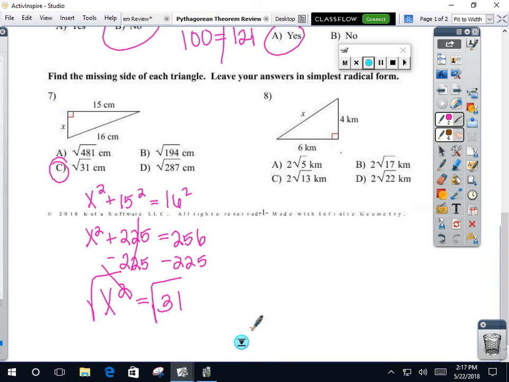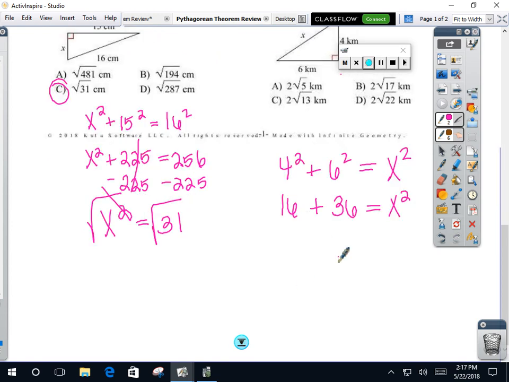Okay, number 8. This time you're given both of your legs. So it doesn't matter which one you choose to place in the A or which one goes in the B, just one of each, equals your hypotenuse, which they're calling x squared. 4 squared is 16. 6 squared is, what is 16 plus 36? 52.